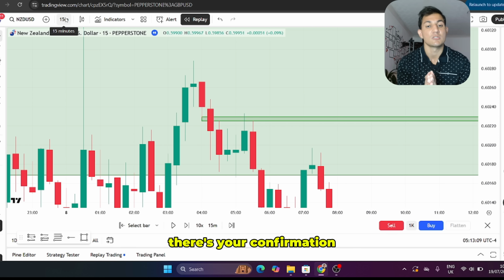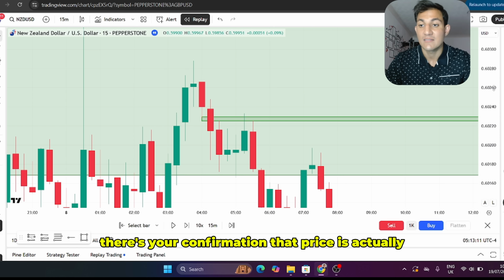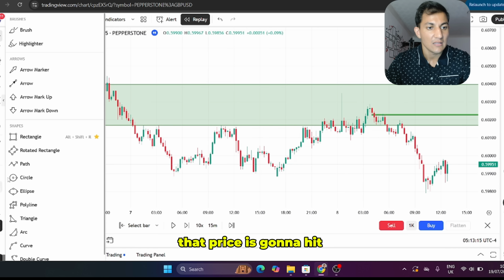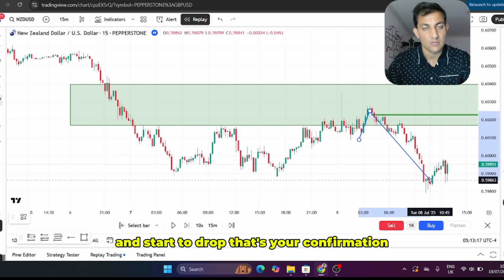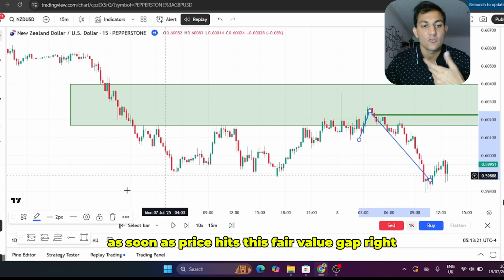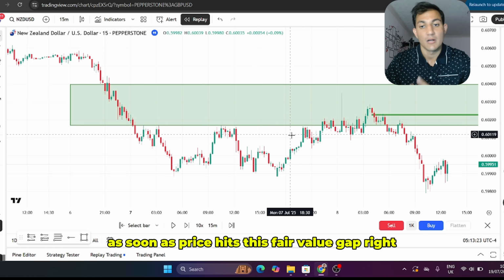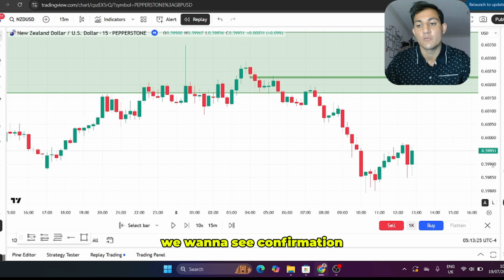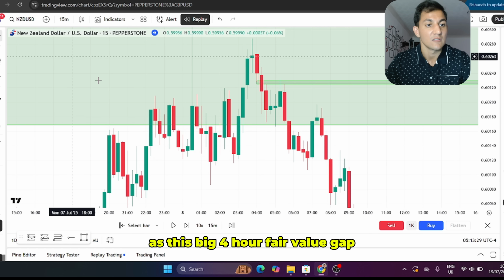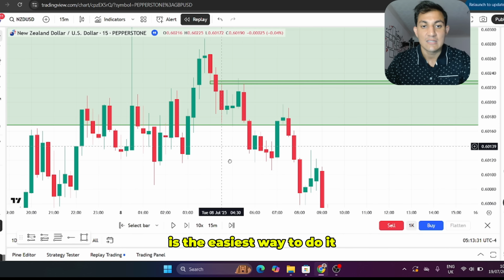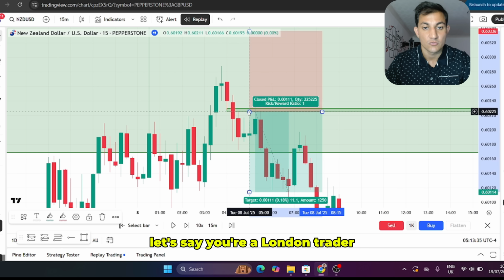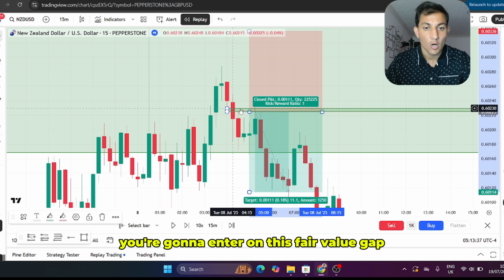There's your confirmation that price is actually going to reverse, right? This is your confirmation that price is going to hit this 4-hour fair value gap and start to drop. That's what we're looking for. We're not blindly just selling as soon as price hits this fair value gap, because that's just gambling. We want to see confirmation, and waiting for a fair value gap to form in the same direction as this big 4-hour fair value gap is the easiest way to do it. So for your first entry, let's say you're a London trader, you're going to enter on this fair value gap.